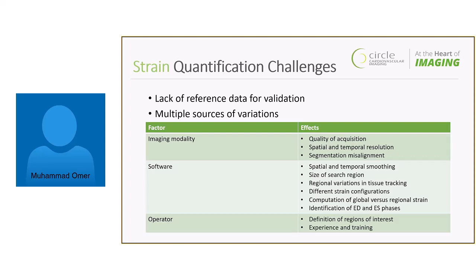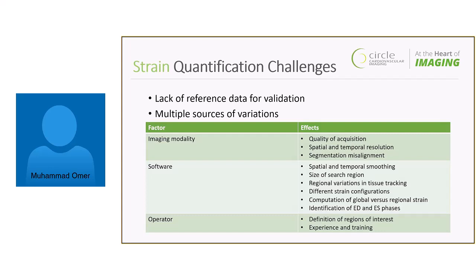A couple of these factors include the imaging modality variations. We have seen that different imaging modalities have different ways of collecting data, so the quality of acquisition varies. In addition, the spatial and temporal resolution also varies, which is important for tracking features. And also, segmentation misalignment may happen between two different modalities, so it's hard to compare the results that we get out of two different techniques.